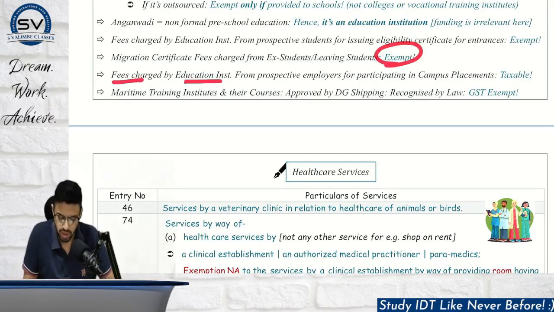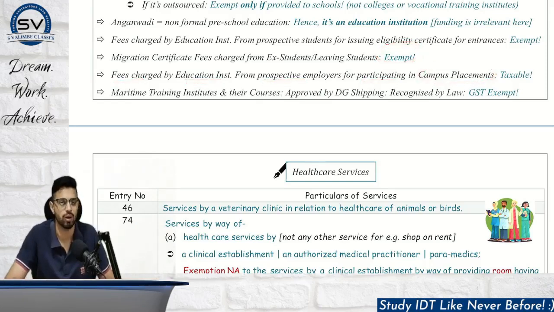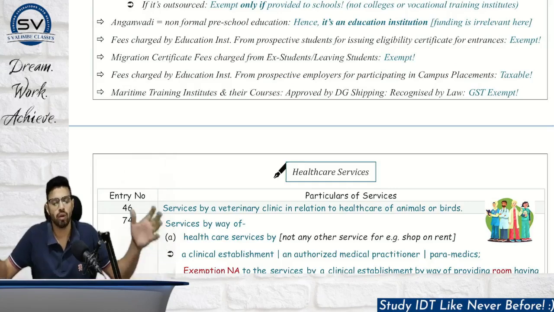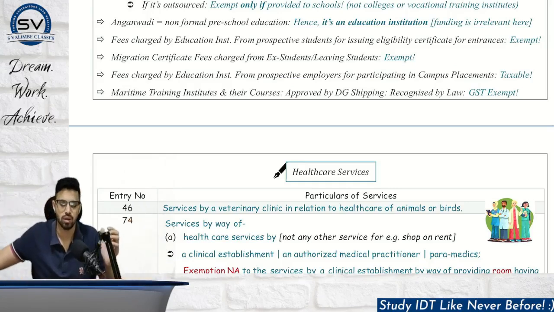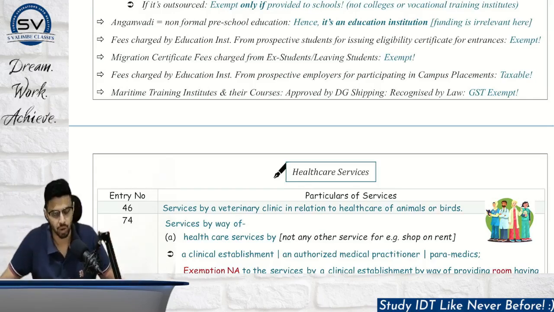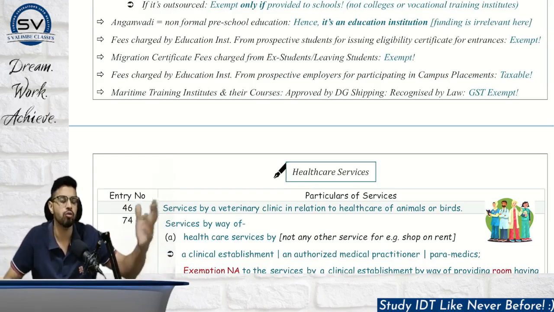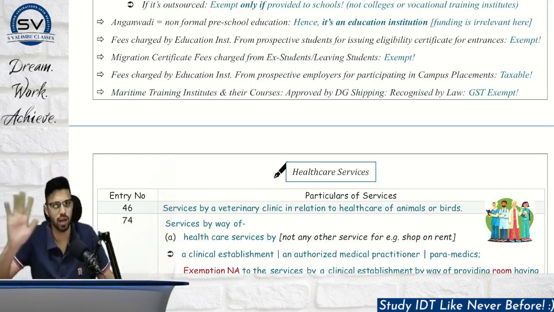Fees charged by educational institutions from prospective employers for participating in campus placement, that is taxable. For example, Indian Institute of Management, let's say IIM Indore, is providing a campus placement service in which one of the companies is, let's say, Tata Motors, coming for hiring. So Tata Motors will be charged. IIM Indore will charge, let's say, 2 lakh rupees from Tata, because it is providing the pool of good candidates. That 2 lakh rupees is taxable. GST will be collected from Tata.